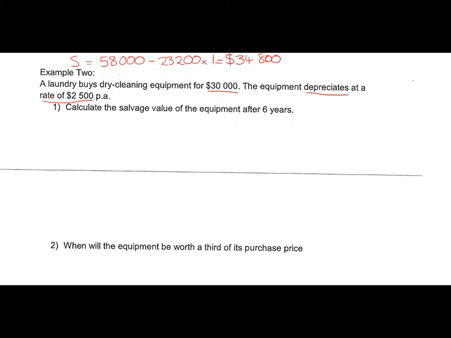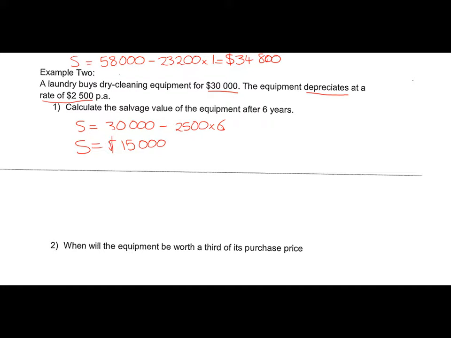it into that formula. We say that the salvage value is equal to V0, the initial amount, 30,000, minus the amount of depreciation, 2,500, multiplied by the number of time periods, multiplied by 6. Once again, just put that into your calculator, let that work it out for you, and you should find that you get $15,000.